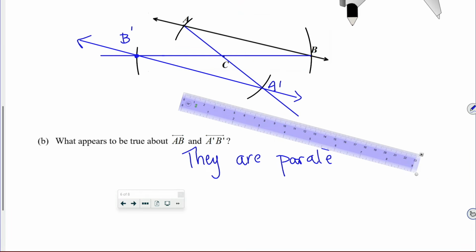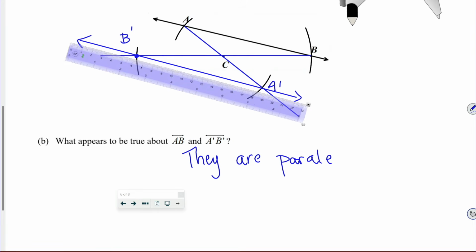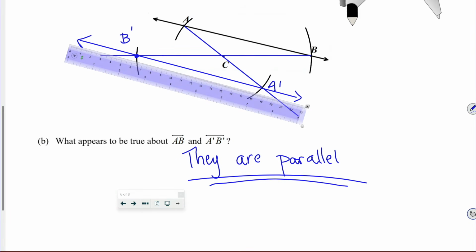And we will eventually take a look at why that is. It's actually an amazingly important property of point reflections. Very important property of point reflections.